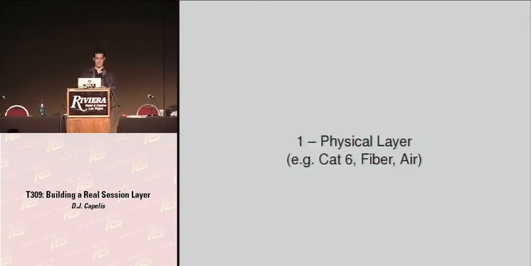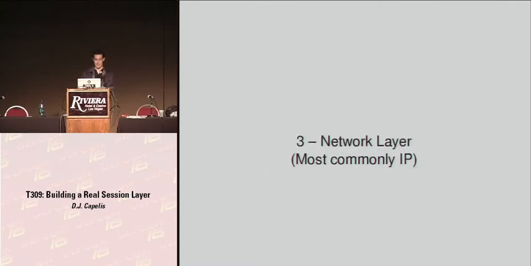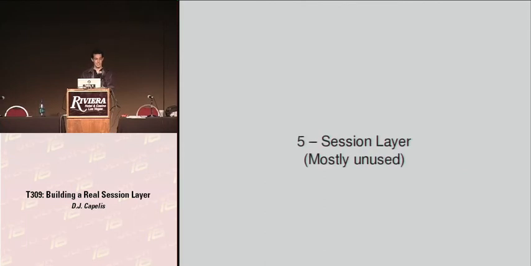First layer, physical layer: the actual wire, the air, everything that actually makes up the physical networking. Then you have your data link layer, your Ethernet, your 802.11, your FDDI, that kind of crazy stuff. And then pretty much on layer 3 you just have IP. On layer 4, TCP, UDP, all those. And then we come to the session layer. Pretty much no one uses the session layer.